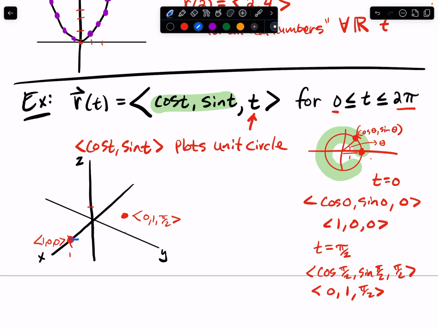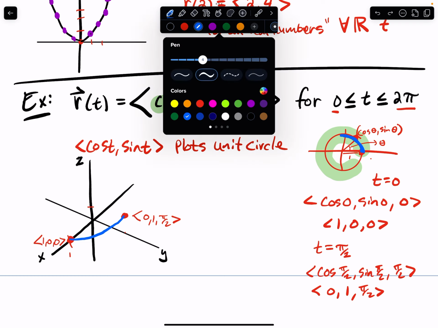And so it's working its way up. So that first quarter turn of the circle is right there, and we're kind of projecting down onto it. It looks like a circle if you're not taking into account the rise in the z values as we go up.